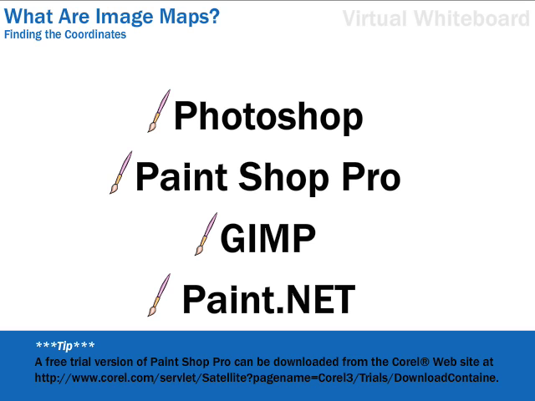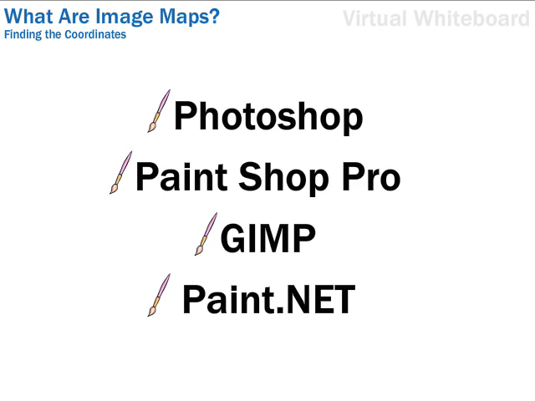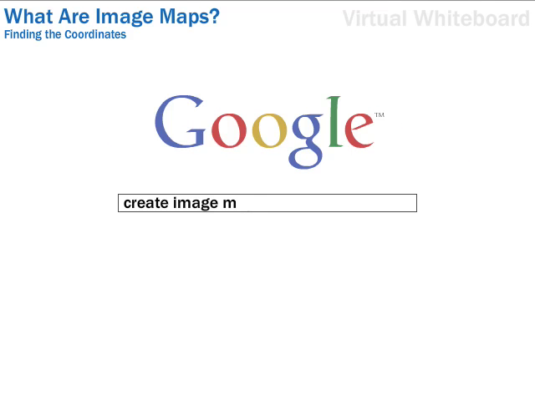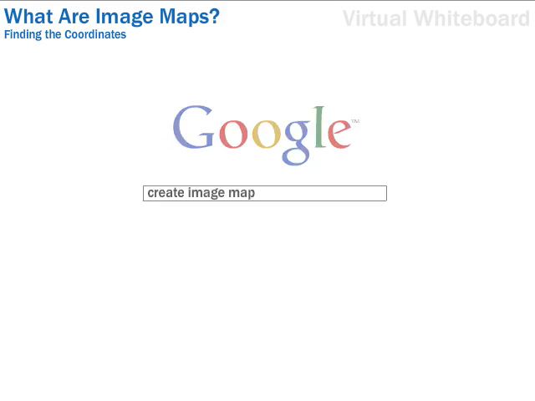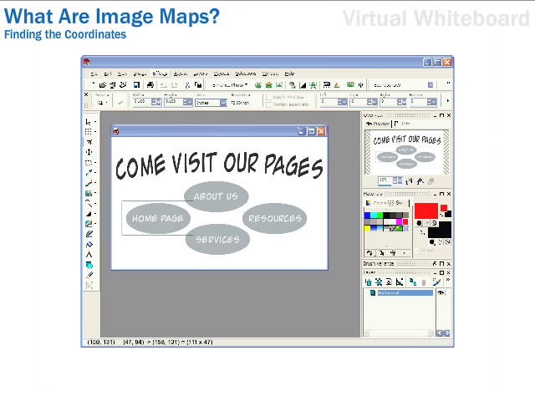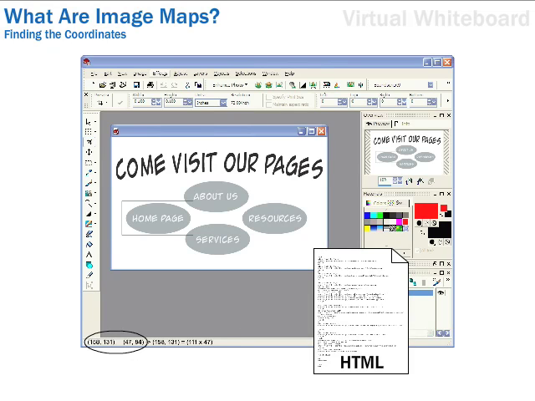However, it's a lot easier to let your image editor do the work for you. You just need to type Create Image Map into your favorite web search engine to find several applications. If you want to create your own image map, use the image editor to find the coordinates, write them down, and add those coordinates to your HTML file.